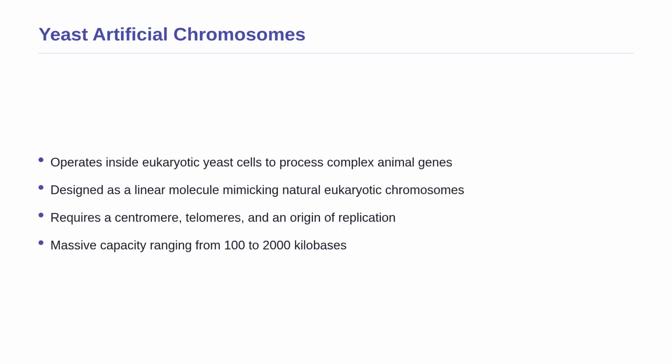While BACs are fantastic, they operate inside simple bacteria. Animal genes often contain complex features like introns that bacteria simply cannot process. This brings us to yeast artificial chromosomes, or YACs. YACs are designed to trick a eukaryotic yeast cell into thinking a massive piece of foreign DNA is its own natural chromosome. Unlike circular bacterial plasmids, a YAC is linear. It contains a centromere for cell division, telomeres to protect the ends, and an autonomously replicating sequence. Because it operates in a eukaryotic environment, a YAC can hold mind-boggling amounts of DNA, up to 2 megabases.